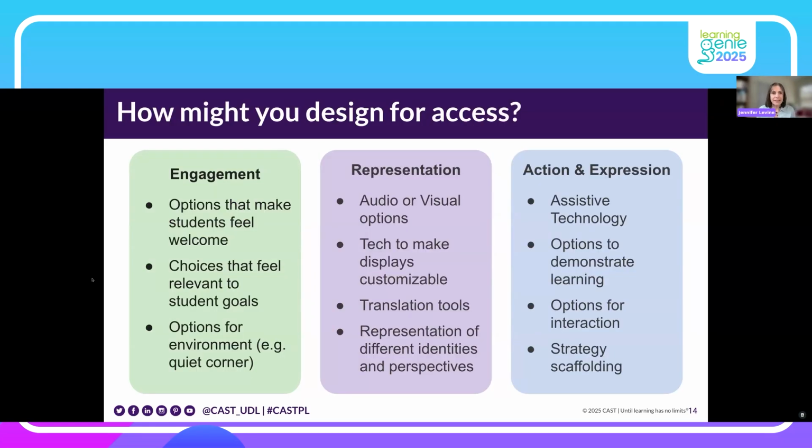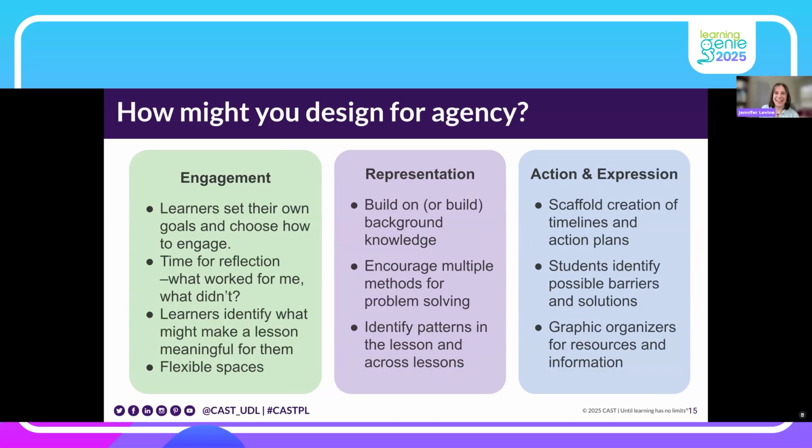How am I going to design for access? I might give lots of options for students to engage in a way that makes them feel welcome. In representation, make sure there are options, audio options, visual options. Give them an option for how they can interact. Do they have to work on a team? Maybe they need to work alone. Maybe they need to work with a partner. And then finally, how do you design for agency?